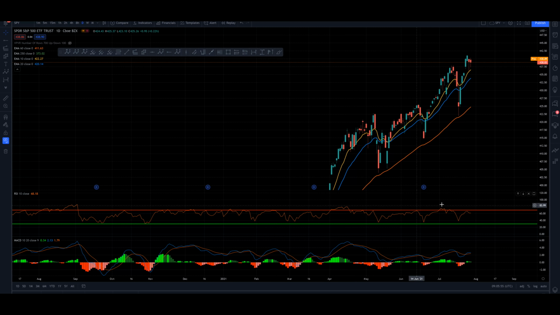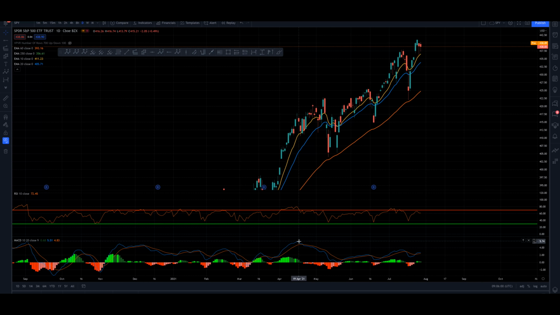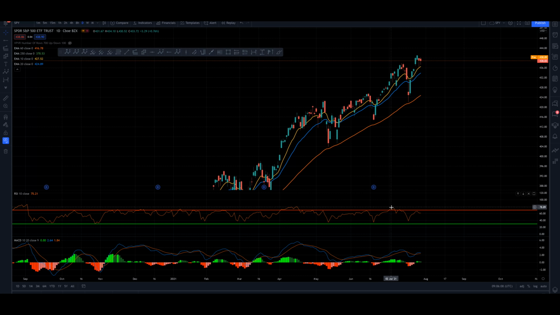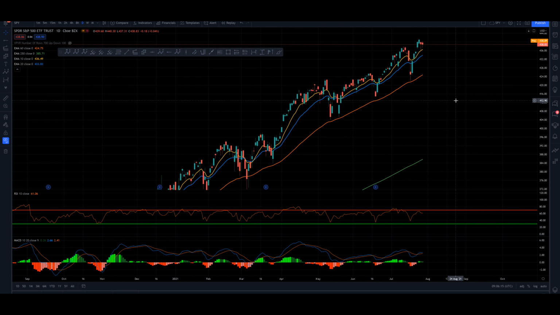We've had a high and a lower high on the daily time frame, and we've had a high and a lower high on the MACD, but a more significant divergence in the MACD, I'd argue, than in the RSI. However, it is still there. High, lower high, lower high. So yeah, this big divergence is building up again.